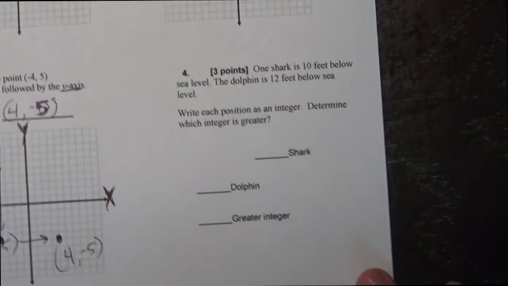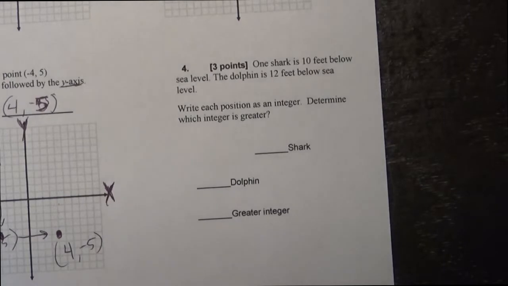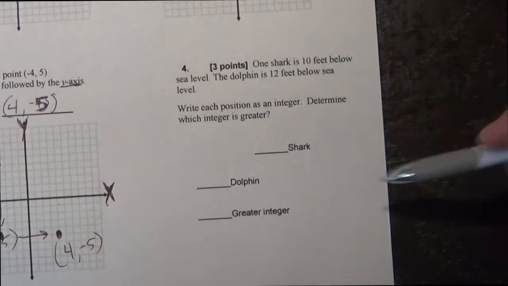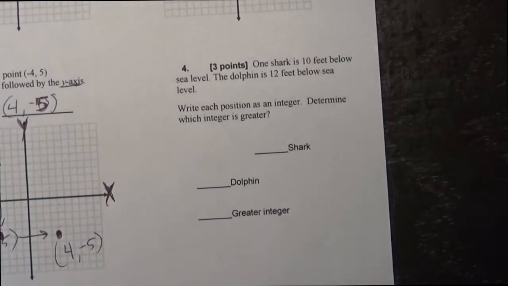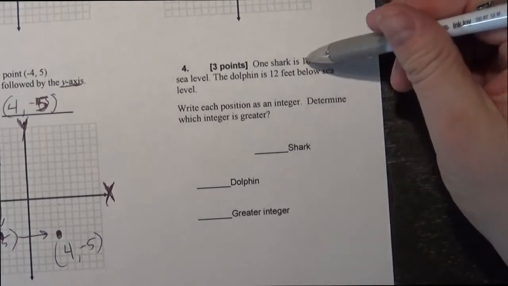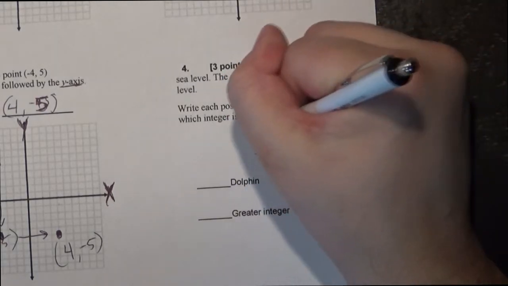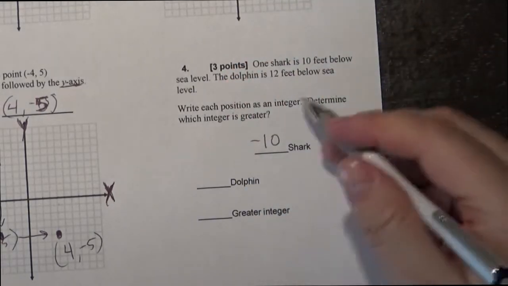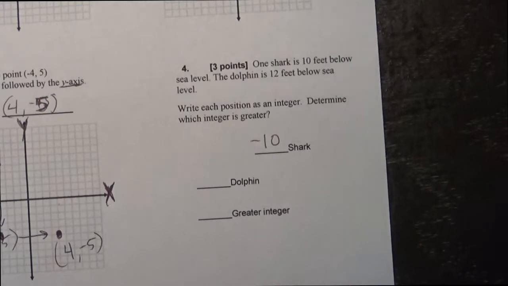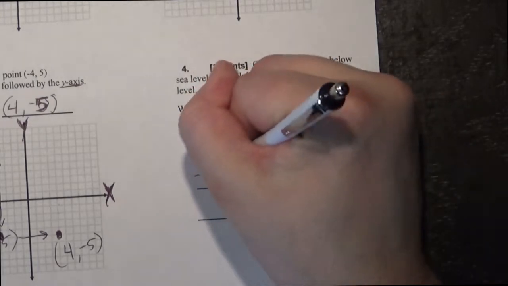Take a look at number 4. I feel like this one's going to be pretty easy as long as we're thinking clearly. It says one shark is 10 feet below sea level. The dolphin is 12 feet below sea level. Write each position as an integer and determine which integer is greater. Okay, so the shark is 10 feet below sea level. That would be an integer of -10. The dolphin is 12 feet below sea level. That would be an integer of -12.